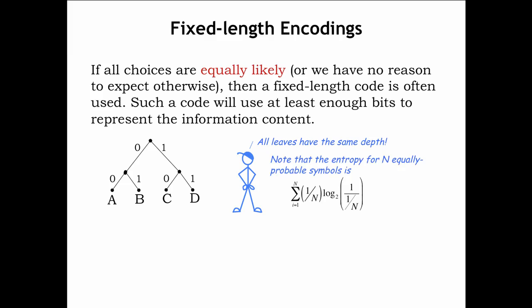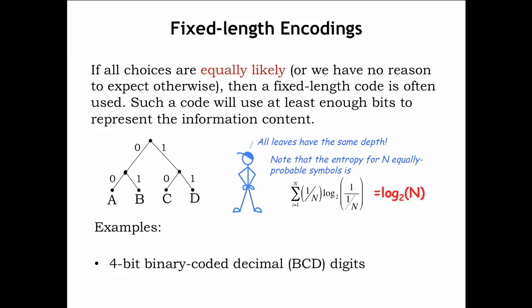Mr. Blue is telling us about the entropy for random variables that have n equally probable outcomes. In this case, each element of the sum in the entropy formula is simply 1 over n times log base 2 of n, and since there are n elements in the sequence, the resulting entropy is just log base 2 of n. Let's look at some simple examples.